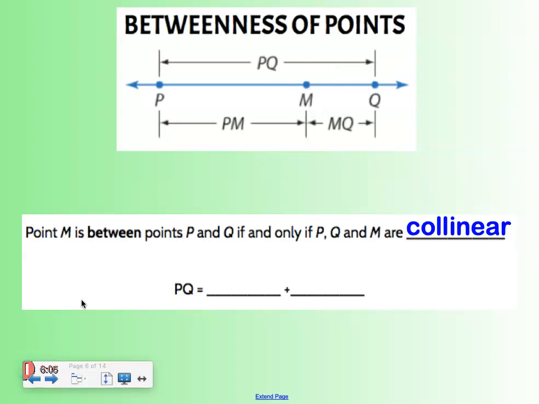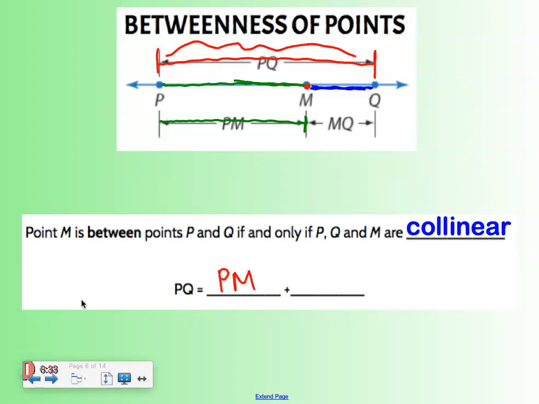But if I know M is between those 2 points, I can break up the segment PQ into 2 smaller segments. So I would know that PM, so this chunk right here, plus NQ would give me the whole length of PQ. So again, that's what we're going to write down here. PQ is equal to PM plus NQ.